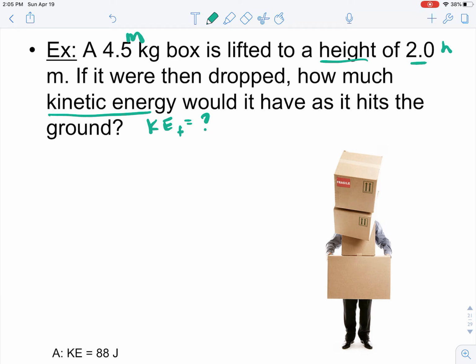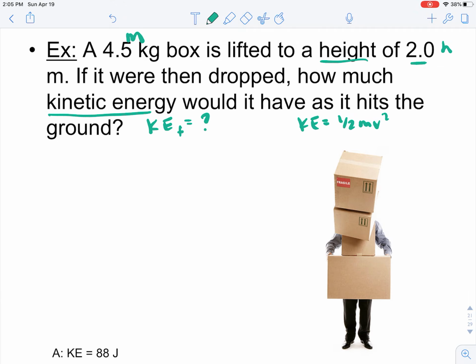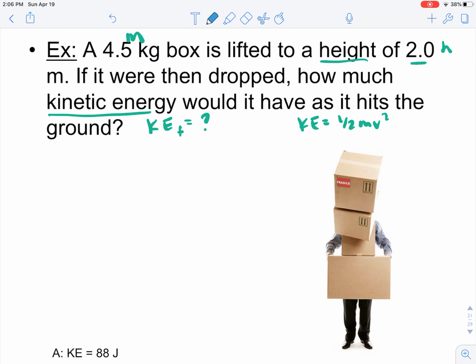And since it's hitting the ground, I'm going to say that's the kinetic energy final, how much energy it has at the end of the motion. So normally, if you're solving for kinetic energy, you would use this equation. And we do know the mass of the box, but we don't know the velocity. So I'm not going to use that here. But I have another equation I can use. It's that long equation, which doesn't seem like a good idea to use, but it's actually extremely helpful.